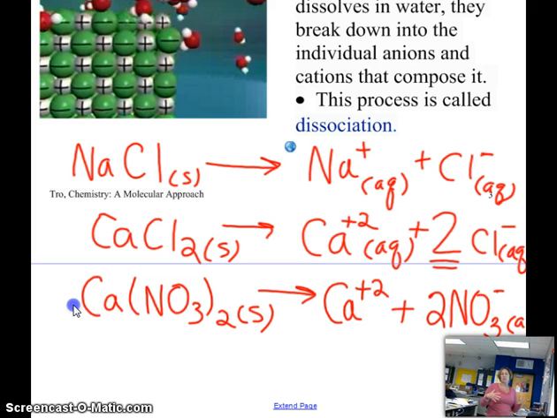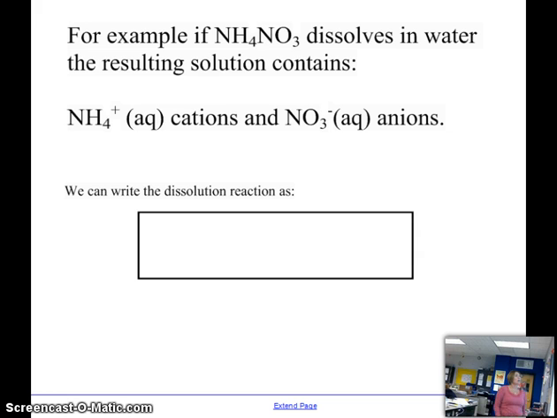So dissociation is really the same as dissolving. It's just the breakdown of the ionic compound into individual ions. And recognize that these would be surrounded by water molecules. The calcium would have the oxygen of water all surrounding it, and the nitrate would have the hydrogen of water all surrounding it. Okay.